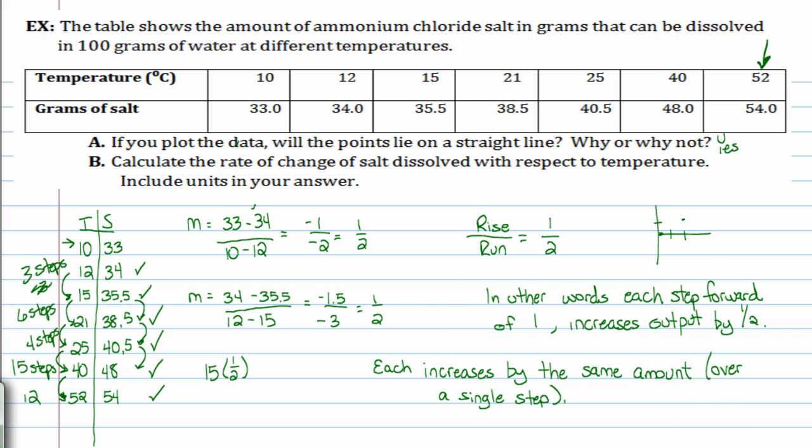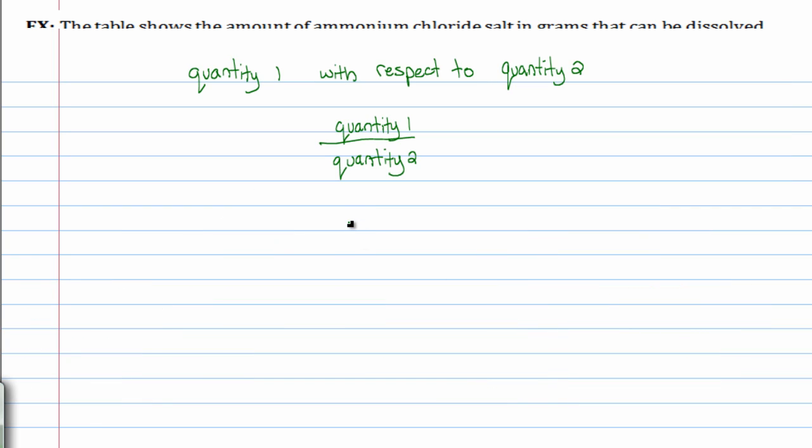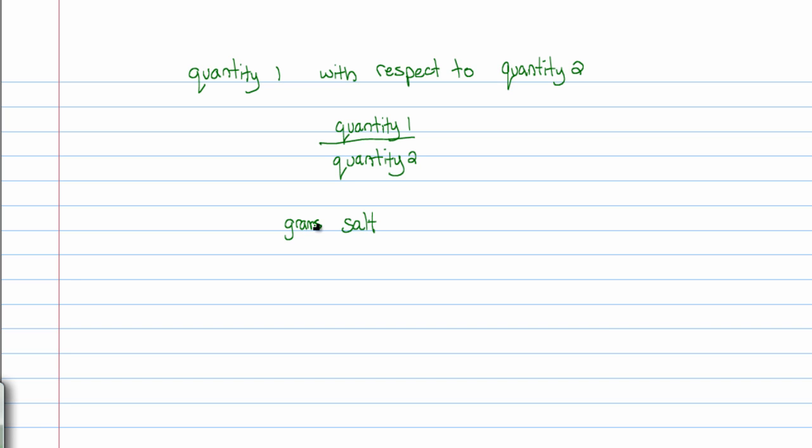Well, that means you want to find out how many grams of salt get dissolved per degree Celsius. Increase or decrease? Well, rate of change is going to be the slope, and we already know the slope of this is 1/2. So that means that we dissolve 1 gram of salt per 2-degree increase in degrees Celsius. So it implies an increase of dissolving.